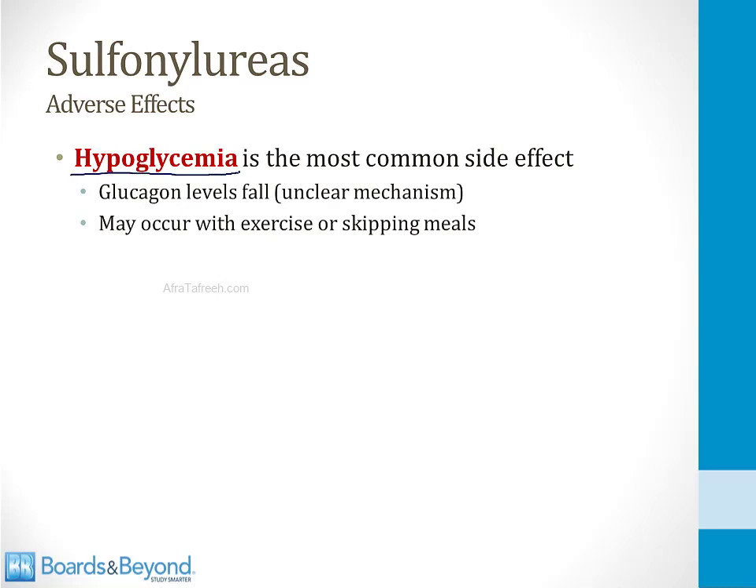In addition to boosting insulin levels, sulfonylureas also lead to a lowering of the glucagon levels. The exact mechanism is unclear. Glucagon, as you may know, raises plasma glucose levels, so when the glucagon level gets low, the patient is at risk for hypoglycemia. This can occur especially with exercise or skipping meals.